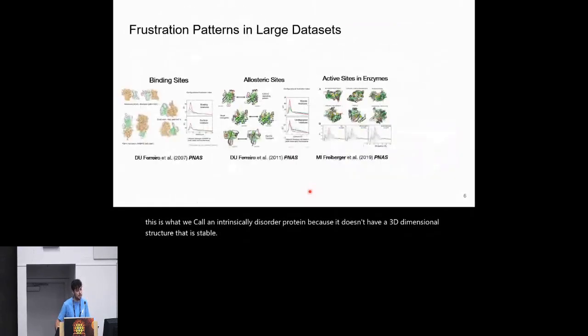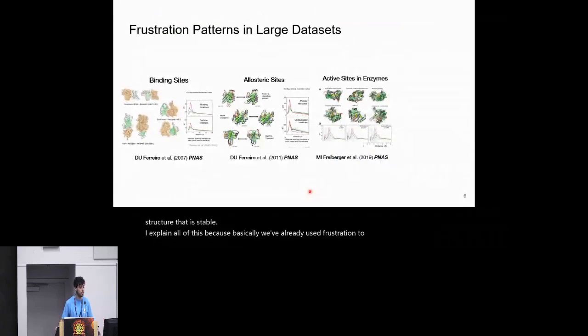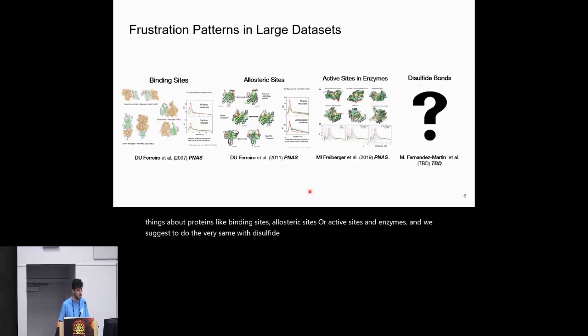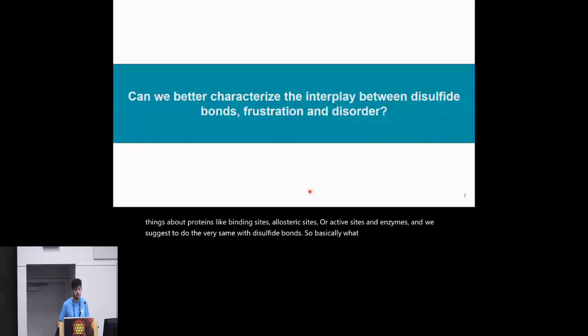I explain all of this because we've already used frustration to understand many things about proteins, like binding sites, allosteric sites, or active sites in enzymes. And we suggest to do the very same with disulfide bonds. So basically, what we want to do is to answer this question: can we better characterize the interplay between disulfide bonds, disorder, and frustration?